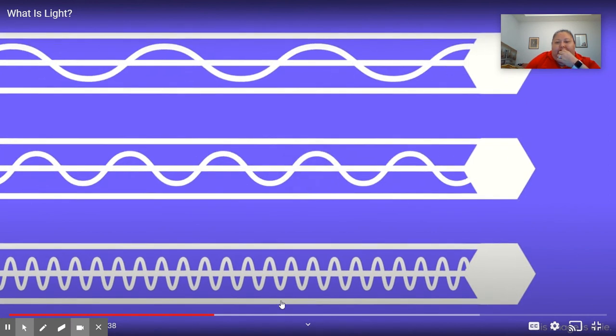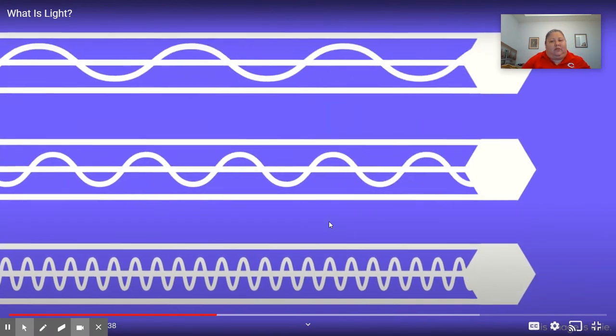So here you have the different sizes of these waves. Over here is what you have, radio, and then over here the visible light, and then you have the small waves of gamma. Light, just at different frequencies.